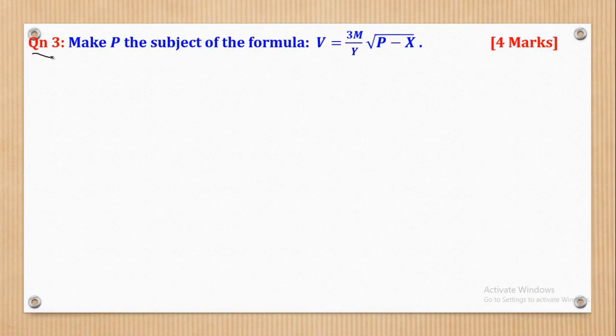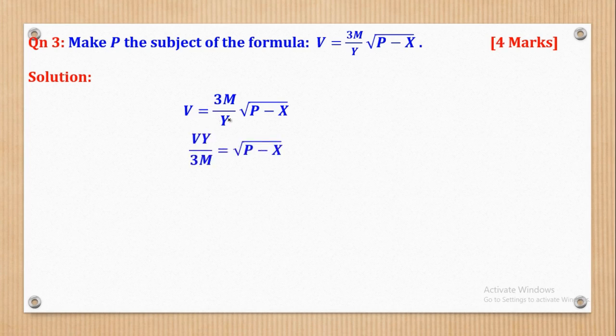Now we shall go to question 3. Question 3 says make P the subject of the formula, which is V equal to 3m over y multiplied by the square root of P minus x. So we shall first write as it is, then we want to make P the subject, so we have to take this y this side and this m also this side. Therefore, because y going this side becomes multiplication, it is Vy. Then 3m goes this side, it becomes division, so it is over 3m.